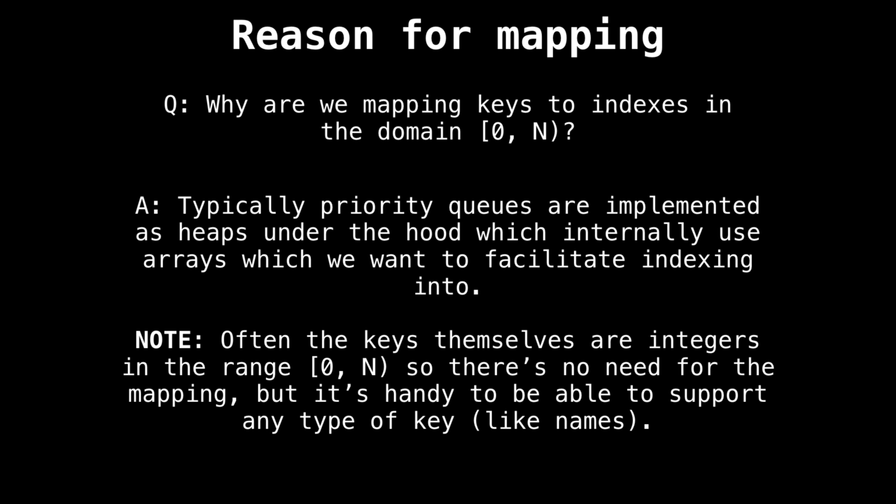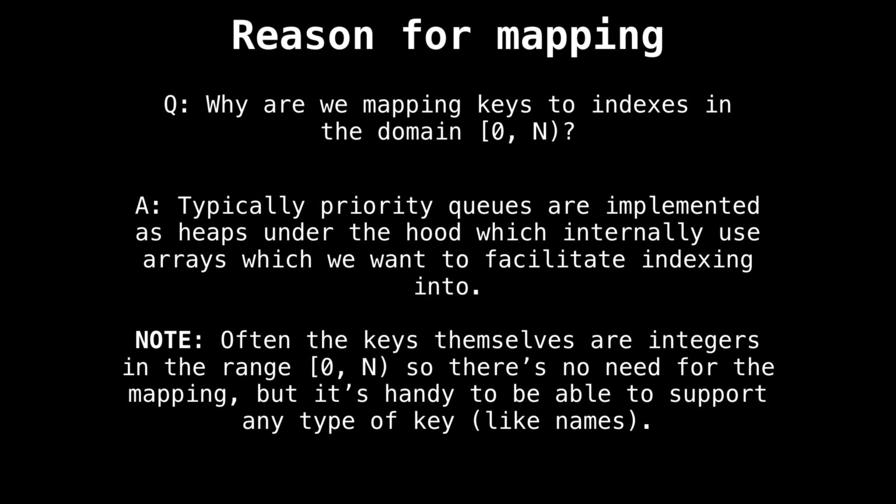So you're probably wondering why I'm saying that we need to map keys to indices in the domain 0 to n non-inclusive. The reason for this is that typically priority queues are implemented as heaps, which, under the hood, are actually arrays. So we want to facilitate being able to index into those arrays. This will become apparent shortly. I will say though that often, and I mean very often, the keys themselves are already integers in the range 0 to n. So there's no need to actually construct this bidirectional mapping. It's already there implicitly. However, it is handy to be able to support any type of key, such as names or general objects.